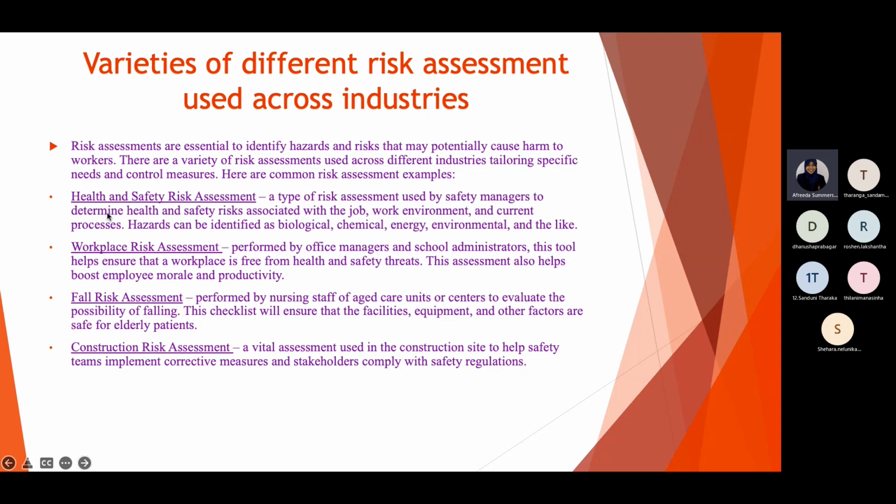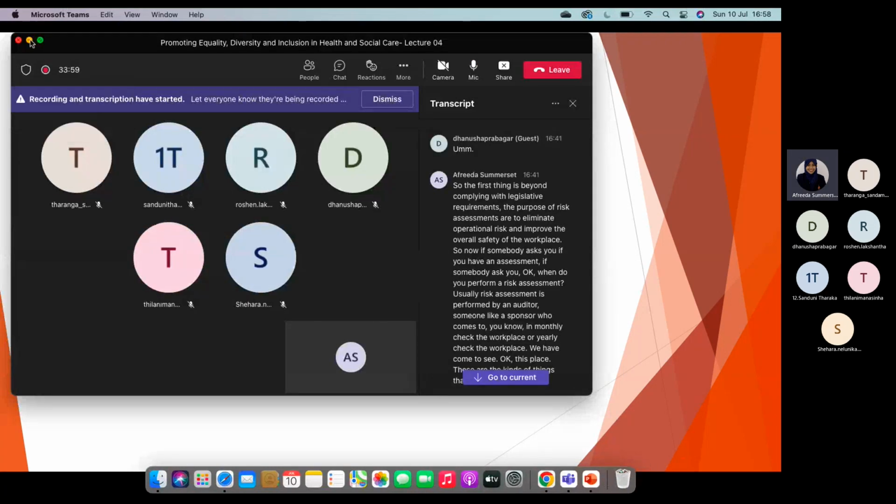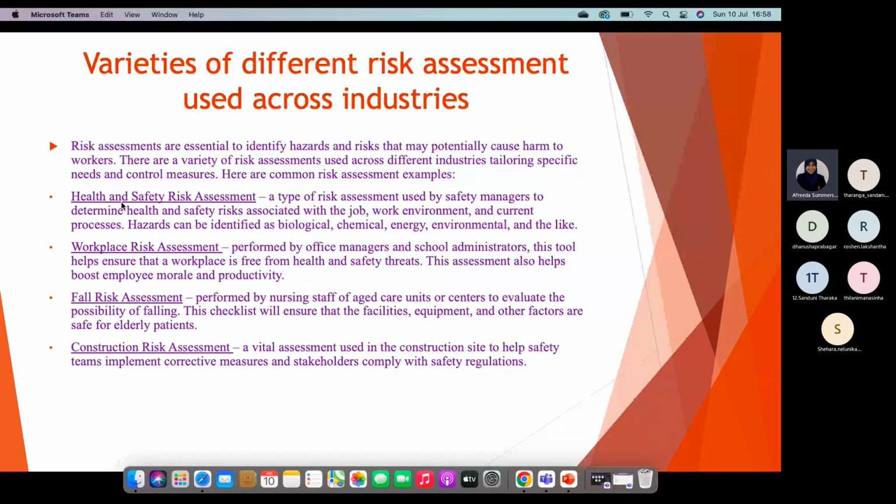So the first one is health and safety risk assessment, right? I will go question by question, one by one. Let's start with Sanduni. Sanduni, can you read to me the first one, health and safety risk assessment? You can read it and can you explain to me what you understand? I'm going to ask question by question from everybody. I'm going to call out the names so that everyone has a chance. What do you understand from the first point? Health and safety risk assessment, what do you mean?